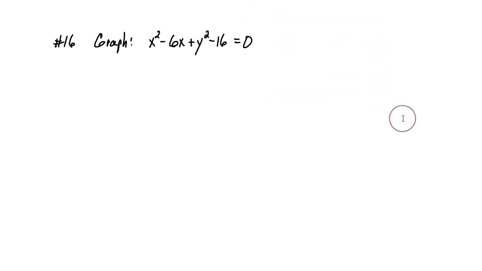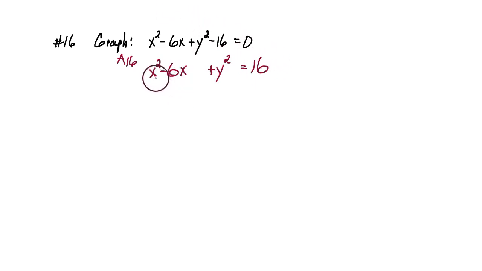Number 16, graph this. Well, what shape is it? It's got x squared and y squared, so it could be a circle, could be an ellipse, could be a hyperbola. We need to work on the form a little bit so we recognize what's going on. Let's take the existing constant term and add it over to the right side. X squared minus 6x plus y squared equals 16.